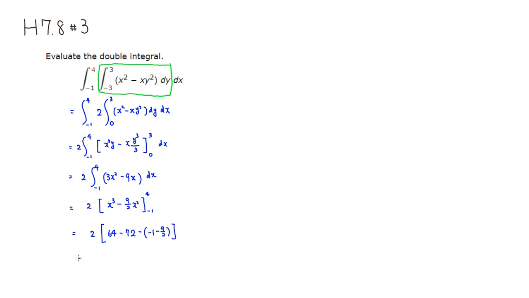So this is going to be 2 times: 64 minus 72 would be -8. Then minus negative, so -1 minus 9 over 2 would be 11, so it's going to be plus 11 over 2. I'm going to go ahead and distribute the 2, so I don't have to see a fraction here. So it's going to be -16 plus 11. So we know that it's -5.